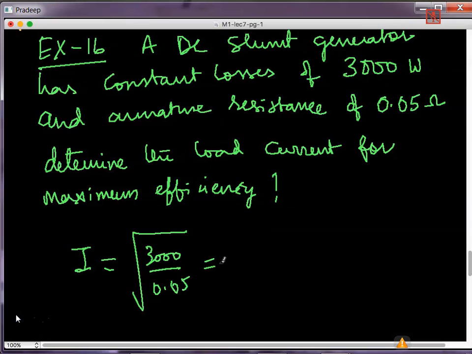So that comes out to be, let me just verify that. So 3000 divided by 0.05, 60,000. Then what is the square root of 60,000? Yeah, 244.9 amperes. Okay.